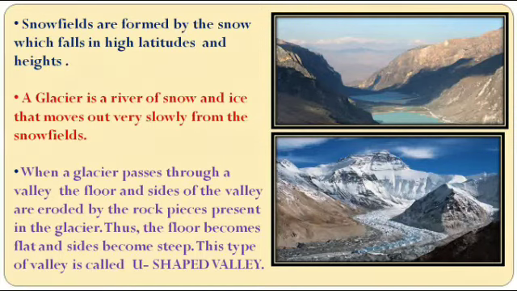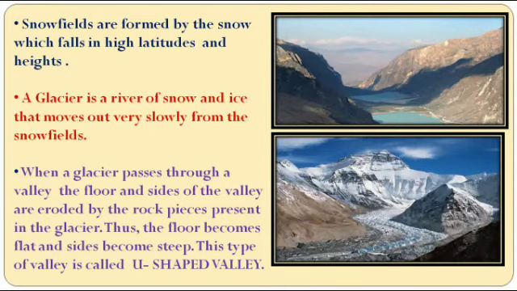A glacier is a river of ice, snow and ice that moves out very slowly from the snowfields. When a glacier passes through a valley, the floor and sides of the valley are eroded by rock pieces present in the glacier. Now, this process is the same. In the river also you have seen that the particles are eroded and moved from one part to another part. In the glacier also the same thing happens. Glaciers are heavy masses of water, and this is why they take a slow process to move from one place to another.